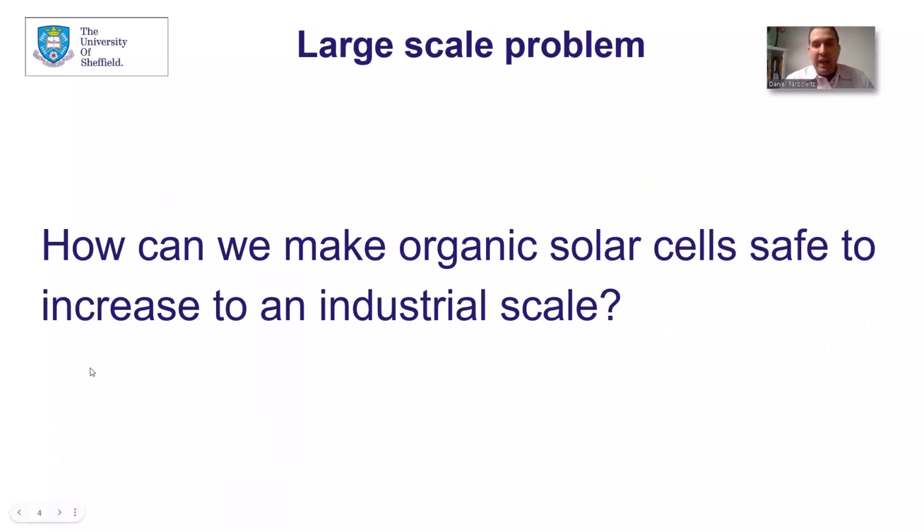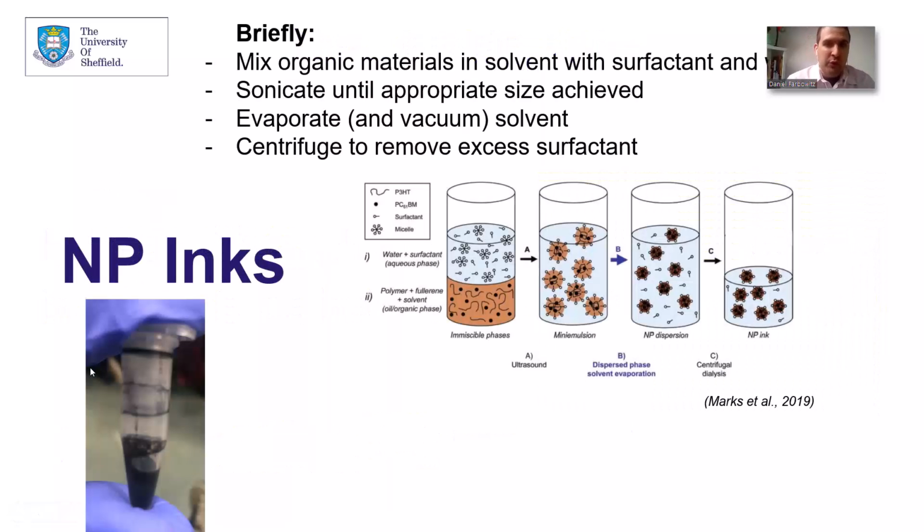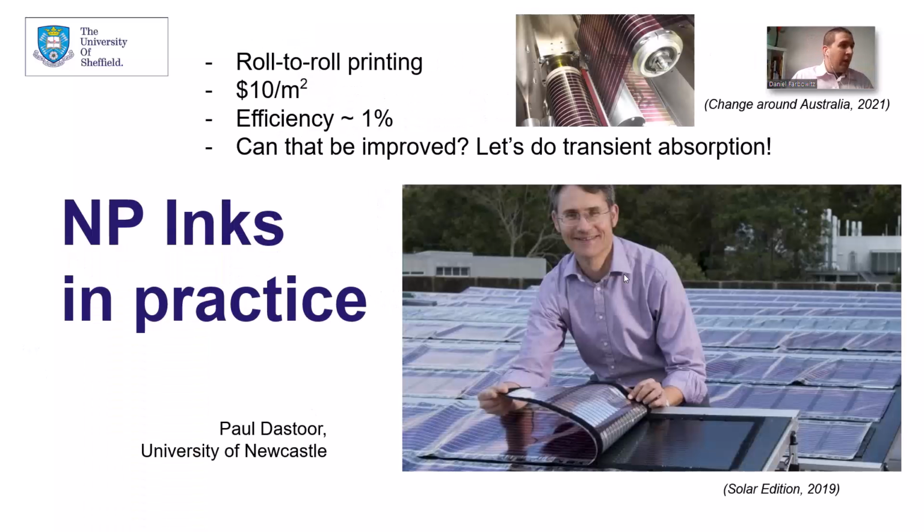So in fact we can. Analogously to soap and oil, if we mix our organic materials with soap and water, we can get bubbled regions of organic material which can be reduced in size by sonication, and the solvent can actually be vacuumed off. And it's been done in practice by Professor Paul Dastor at the University of Newcastle, and they print it using a roll-to-roll process, meaning it's essentially printed like newsprint, and very cheaply, so $10 per square meter.